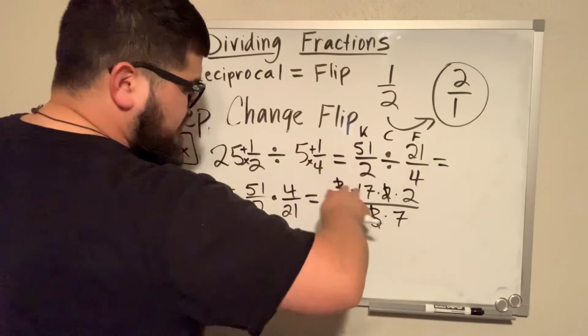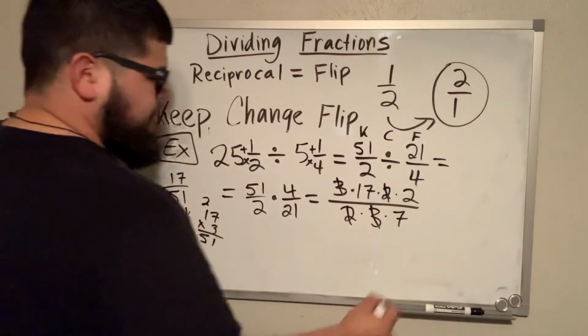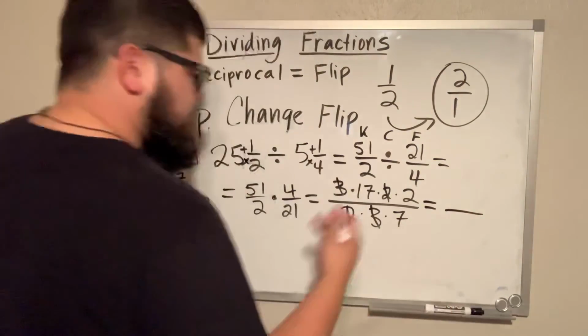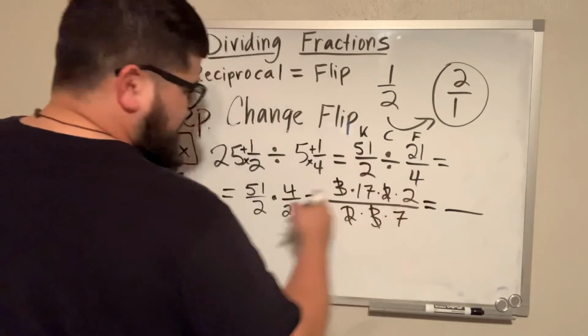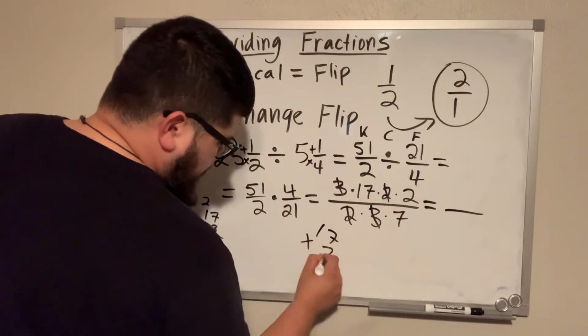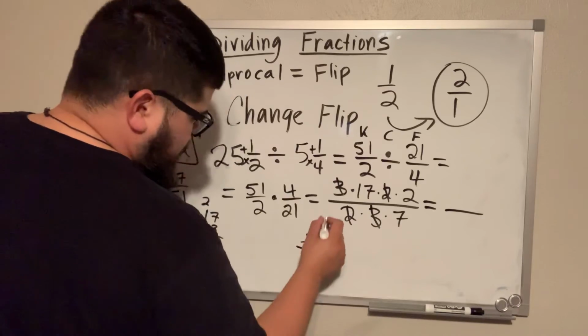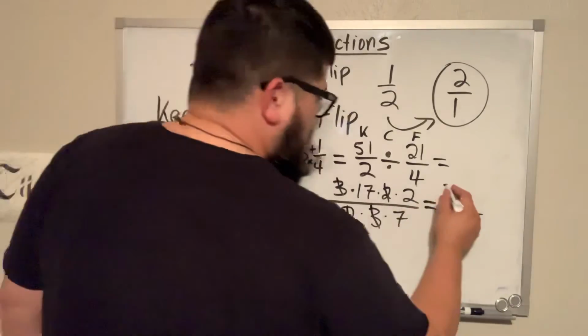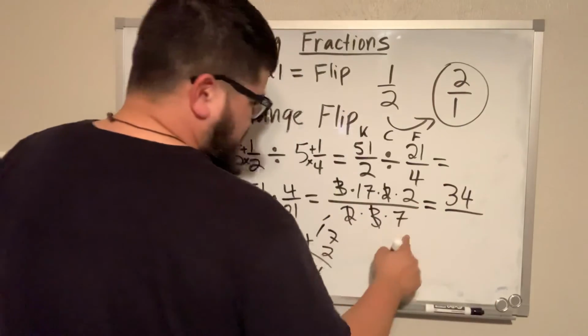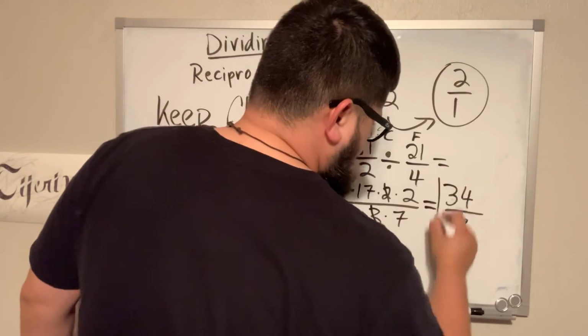Now, is there anything else that's in the numerator that's also in the denominator? No, right? There's not. So now we have to multiply everything in the numerator that's left. 17 times 2, which we did a minute ago. 7 times 2 is 14. Carry my 1. 1 times 2 is 2 plus 1, that's 3. We end up with 34 over what's left in the denominator, 7.